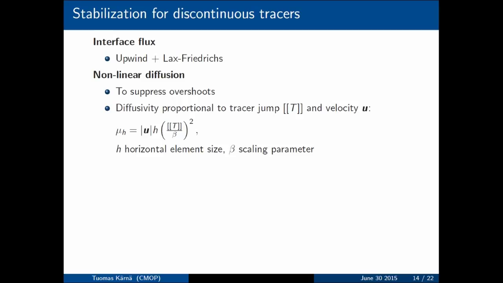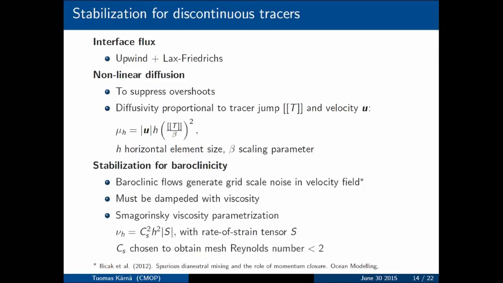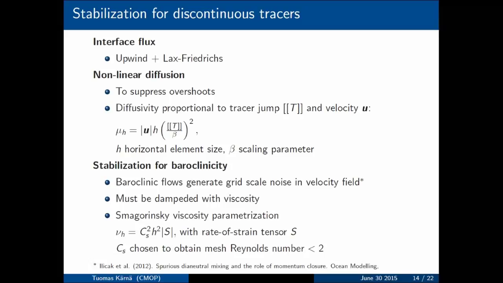Now, this sort of stabilization would be enough for passive traces, but it gets a bit more complicated when you have strongly baroclinic flows, where the density structure is affecting the velocity. And it has been shown that in baroclinic flows, you get additional noise in your velocity field that is roughly on the grid scale. And you need to add some sort of viscosity to keep it stable. This is discussed in the Ilicak paper 2012, for instance. What I did here, I just added Smagorinsky viscosity that depends on the rate of the strain tensor and the horizontal element size. And then the parameter C_S can be chosen such that your mesh Reynolds number is small enough so that you can suppress those velocity oscillations.